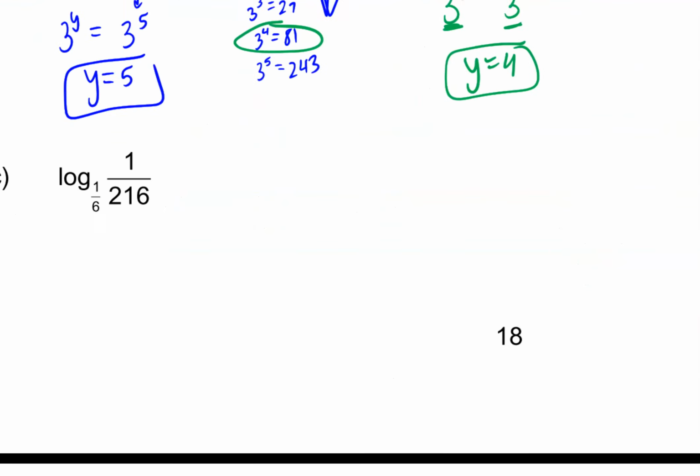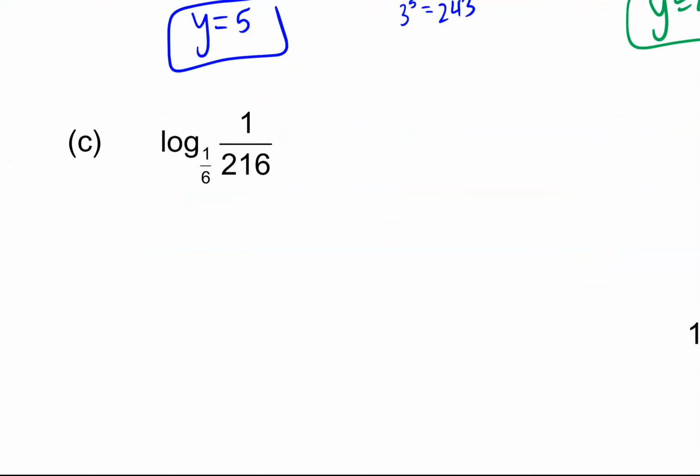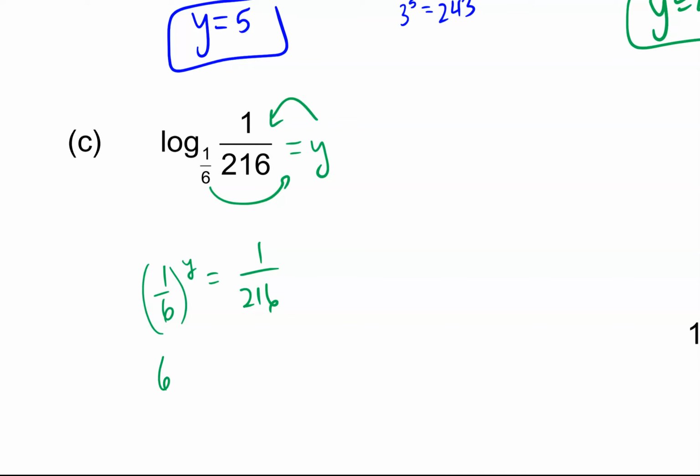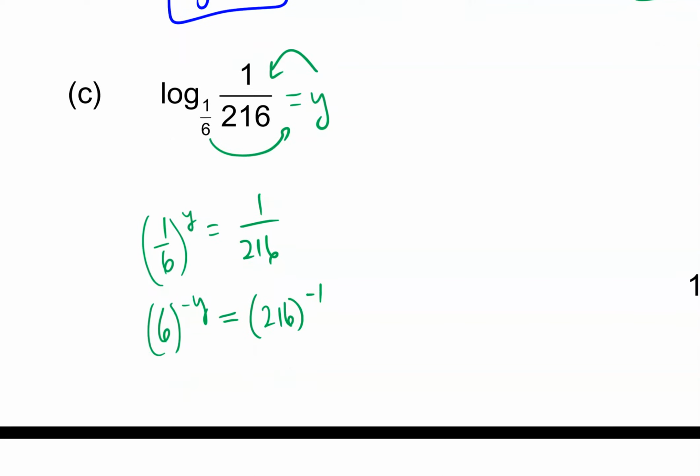Awesome. And next one. So 1/6 to what power is equal to 1/216? I could rewrite both of these with a negative power. So I could say 6 to the negative y, because I just make the exponent negative by flipping to the other side. And now this is 216 to the -1.